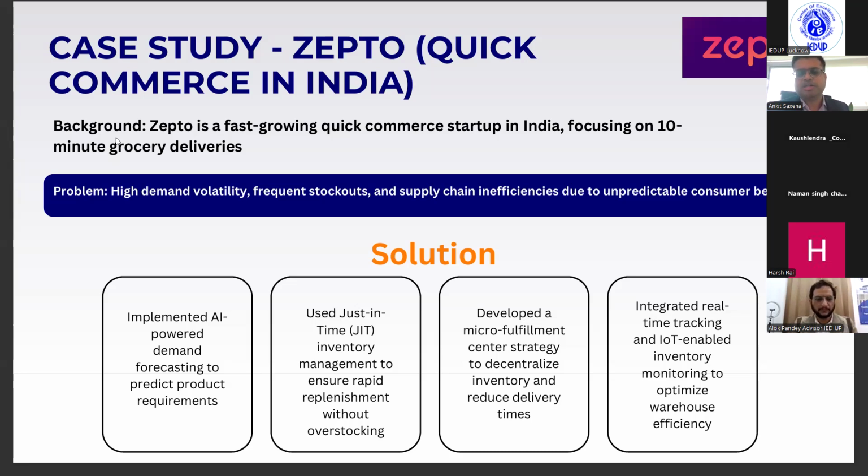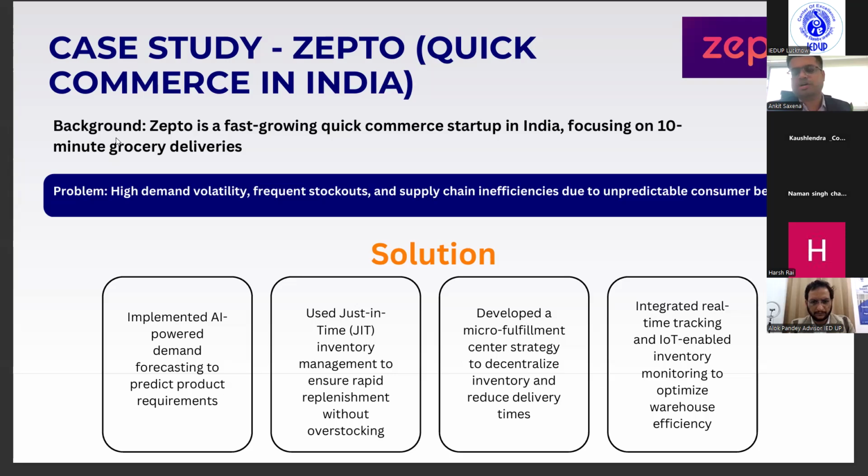Then they have decentralized the entire operations. Instead of investing in large warehouses, they are investing in very small areas where they have segregated the inventory based on the availability of products on their application and the behavior of the customers in one particular geography.